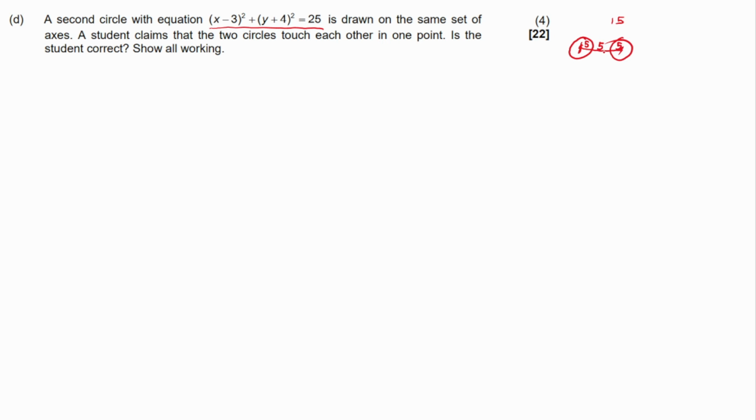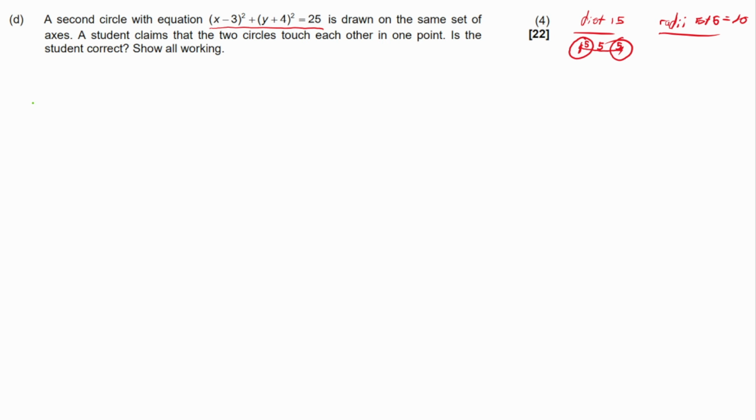So you see, if I say here the distance is 15, but if we sum the radii, we get 5 plus 5, which is equal to 10. So because the sum of the radii is not equal to the distance between the centers, we know they don't intersect. So when the distance between the centers and the sum of radii are equal, then the circles do intersect, and at one point only. So we need to check that fact.